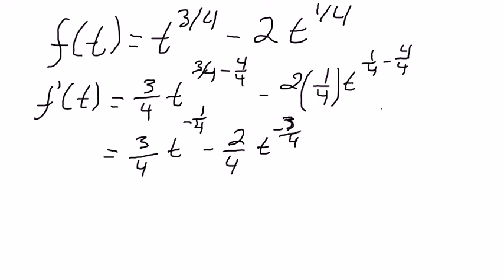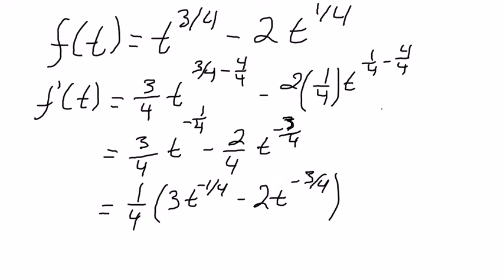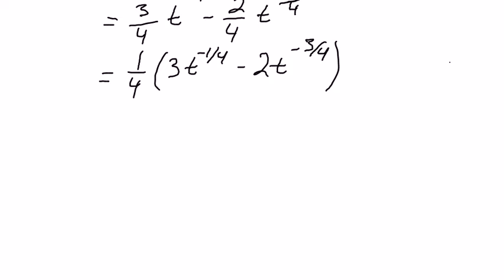Okay, so what's going to happen now is we can pull that 1/4 out front, and we're now left with 3t to the power negative 1/4 minus 2t to the power negative 3 over 4. Okay, so what we're going to do now is factor out t to the negative 3 over 4 to allow us to simplify this a bit more. It's going to make it a little bit easier for us.